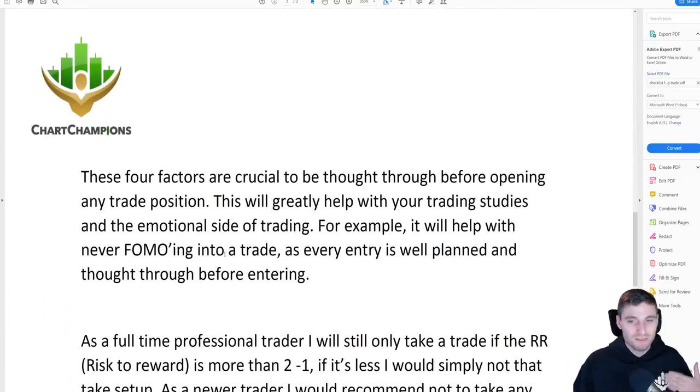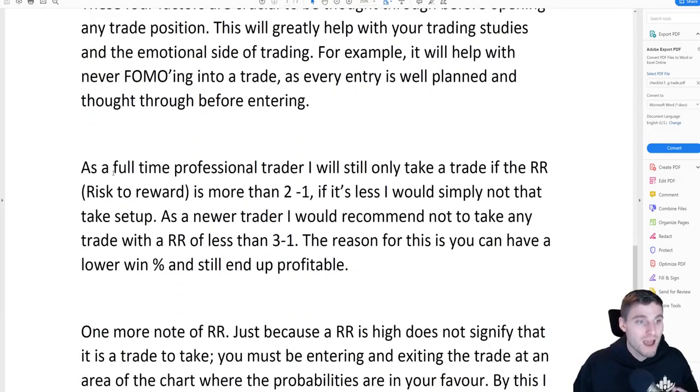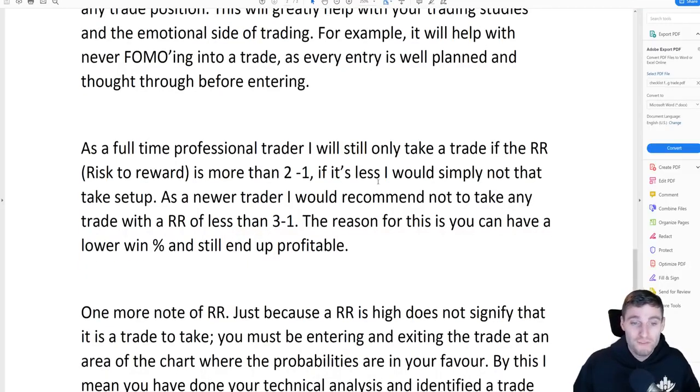Okay, so wrapping this up, these 4 factors are crucial to be thought through before opening any trade position. This will greatly help with your trading studies and the emotional side of trading. For example, it will help with never FOMOing into a trade, never panic selling, as entry is well planned and well thought through before entering. As a full-time professional trader, I still only take a trade if the risk to reward ratio is more than 2 to 1. If it is less, I simply would not take that setup. I would just say, okay, this is not the setup for me, move on to another one.